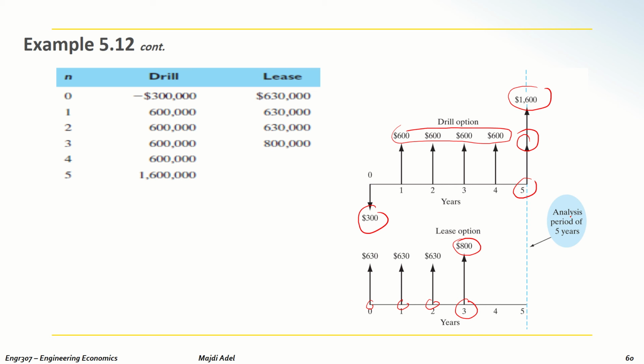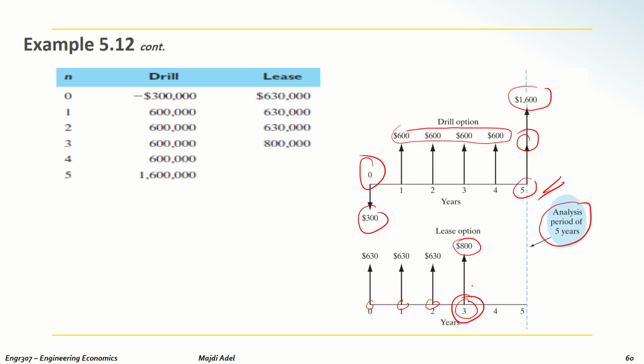As you can see, the longest analysis period is 5 years. In this case, for the first option, we will calculate the present value over 5 years. For the second option, we will calculate the present value for 3 years.